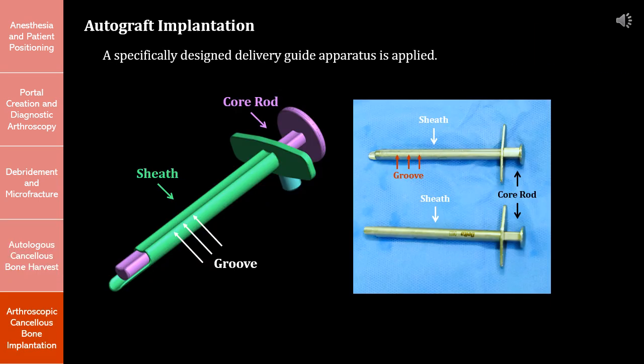A specifically designed delivery guide apparatus is applied in implantation of the spongiosa autograft. The apparatus consists of a sheath and a core rod. A groove lies on the upper surface of the sheath, which avoids impingement with the distal tibia when the apparatus is inserted through the narrow cavity.